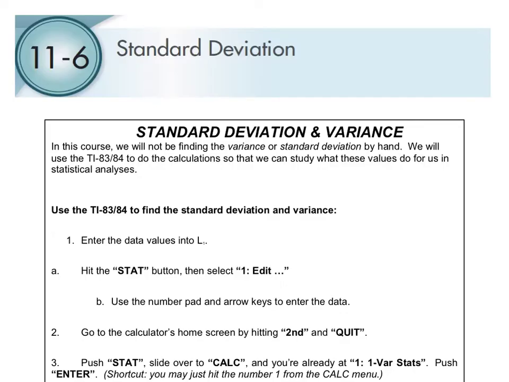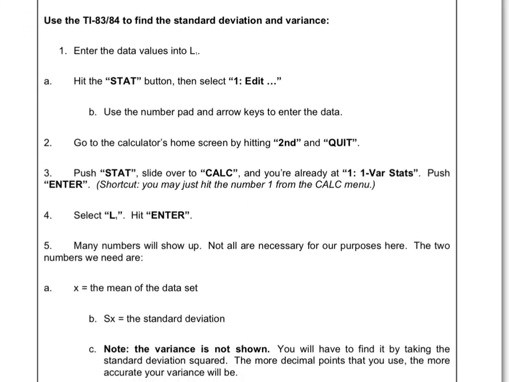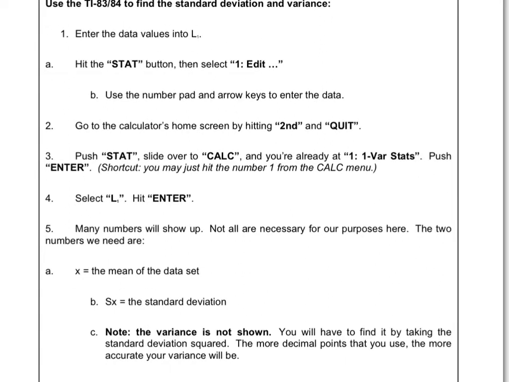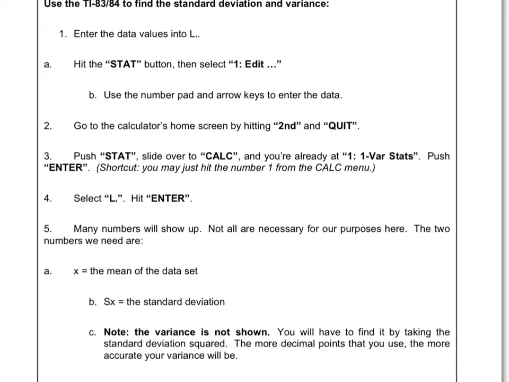Now you'll notice on page 2 I've got a little blurb here on how to find the standard deviation and the variance. You're not going to have to find either one of those by hand. You're going to use your calculator to do this, and these are the steps to find that. I'm not going to cover a lot of this. Again, it's pretty self-explanatory. You're going to need to practice with this at home. Just put some data values into your list and play with it a little bit, so that you can have an idea how to find standard deviation and variance.